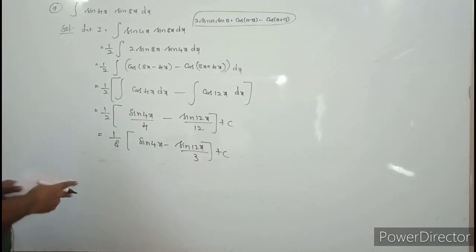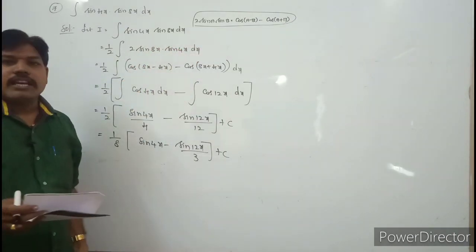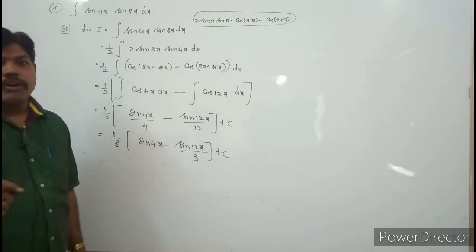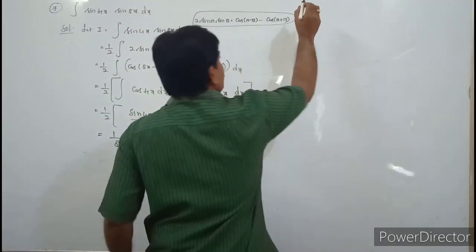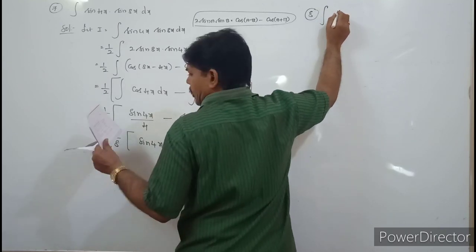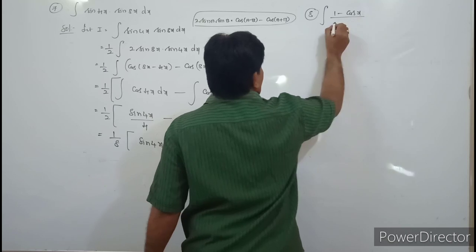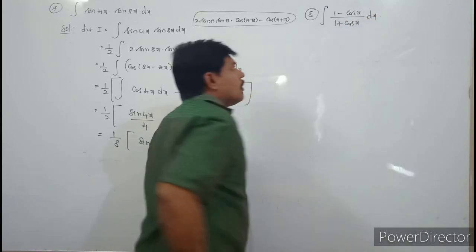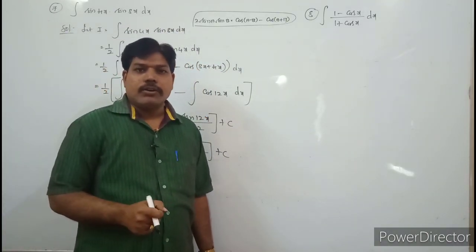So see that question. Important formula once again: what is 2 sin A sin B? It is cos of A minus B minus cos of A plus B. So see the next question. See the question number 8: integral of 1 minus cos x by 1 plus cos x into dx. Integral of 1 minus cos x by 1 plus cos x into dx.